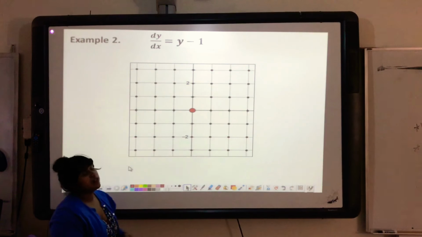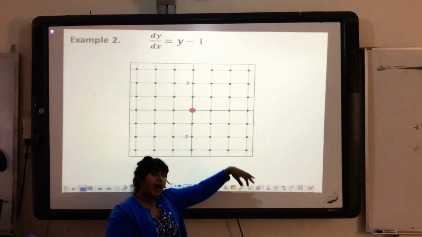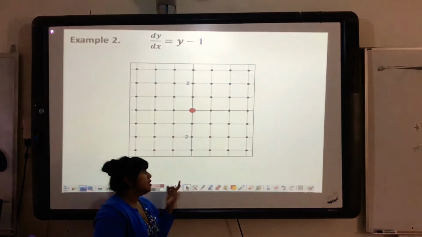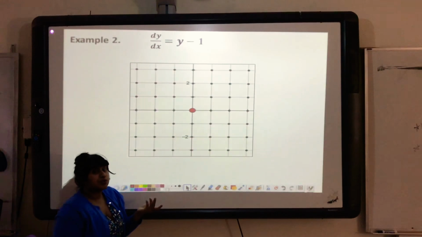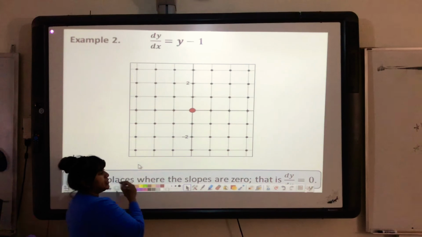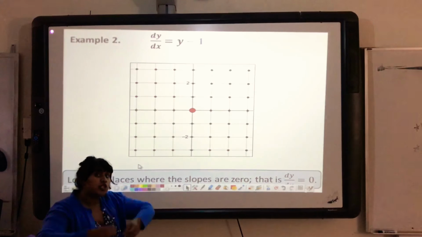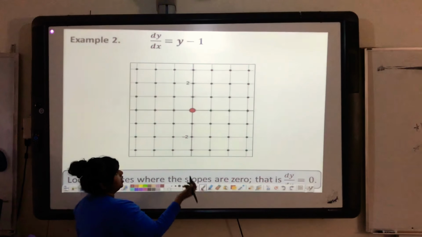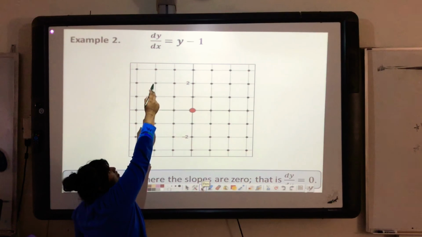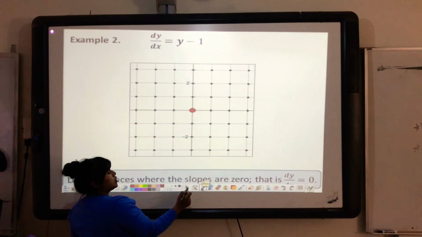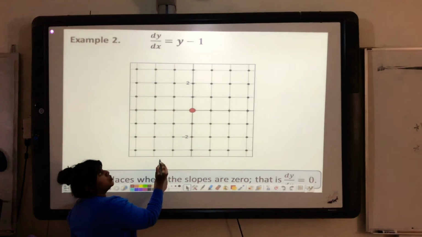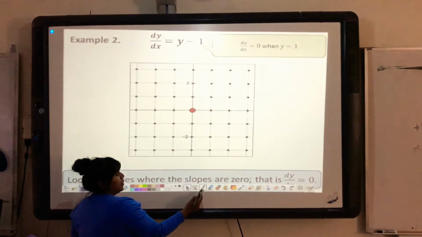Okay, well, what happens if my dy/dx now equals y as my variable on the right side? Well, we're going to do the same thing. We're just going to go through. So where would it equal 0? That's the first thing I'm going to look for. Where would my slope equal 0? Well, 1 minus 1 equals 0. So I'm going to assume that at y equals 1, we have slopes of 0.